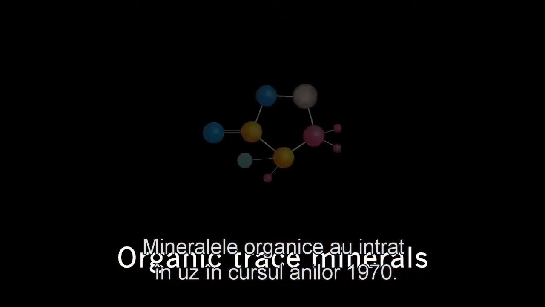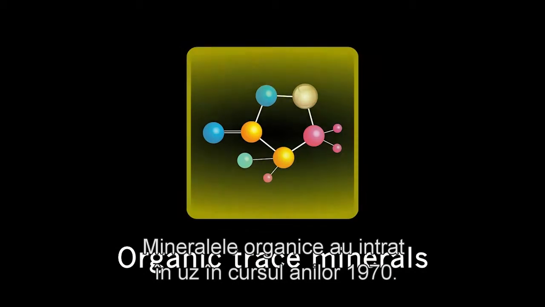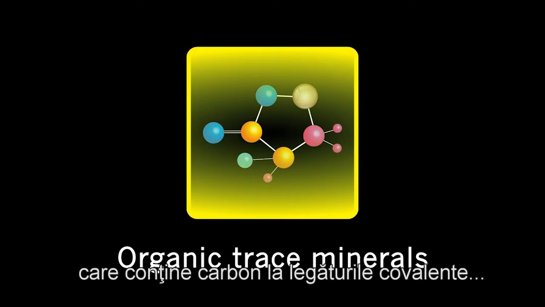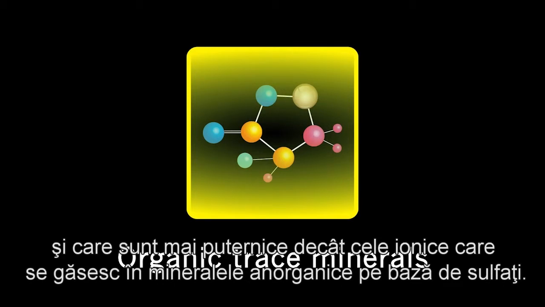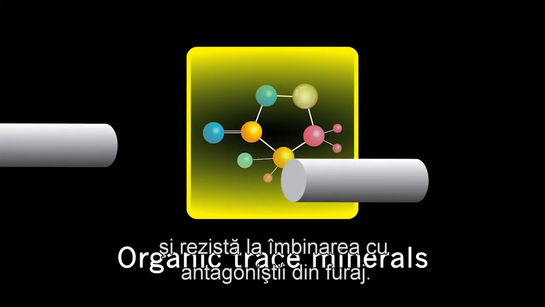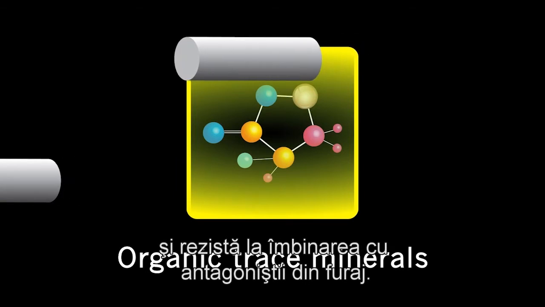Organic trace minerals came into use in the 1970s. Organic trace minerals are held together with a ligand that contains carbon by covalent bonds, which are stronger than the ionic bonds found in inorganic sulfate trace minerals. Organic trace mineral molecules tend to stay together and resist binding to antagonists in the feed.